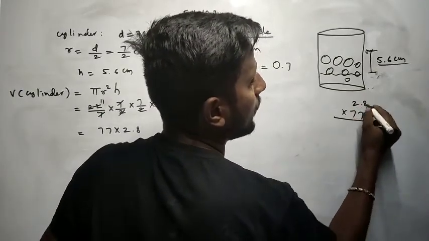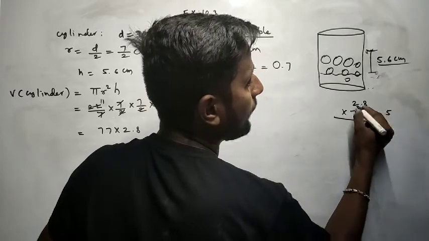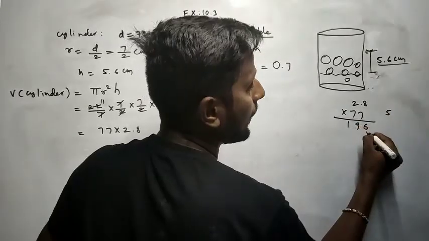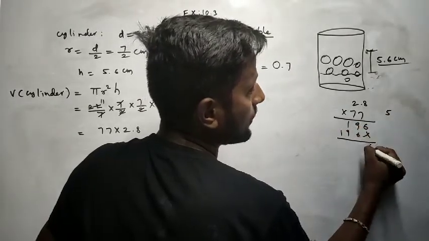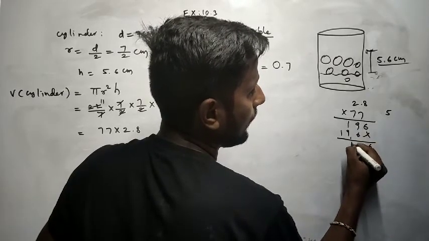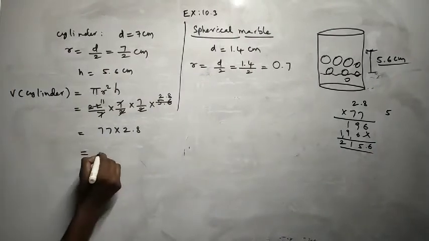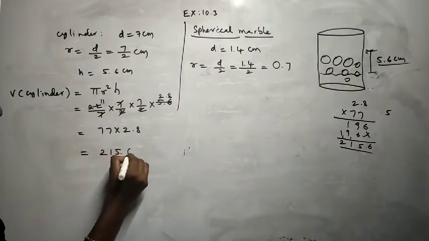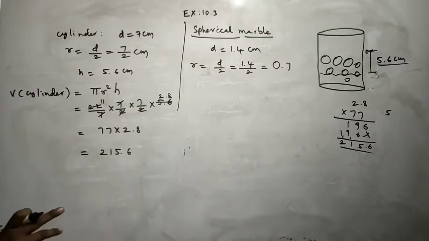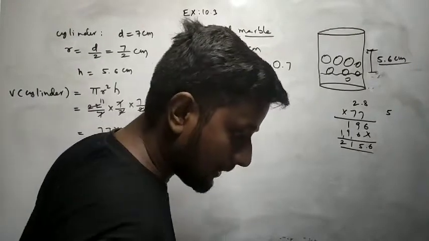Now 7 8s are 56, 5 carry, 7 2s are 14 plus 5, 19. Again we'll get the same. 6, 15, 10, 11. So 215.6.